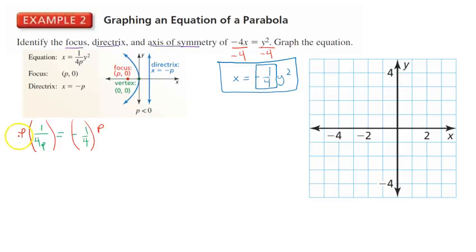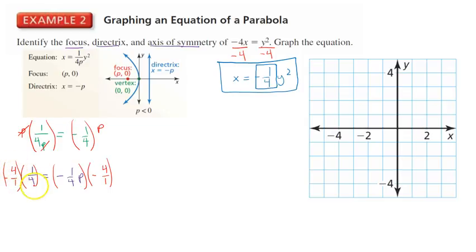So on the left side, my p's cancel out. And then I get 1/4 on the left side, and on the right side, negative 1/4 p. And now I can get p by itself by multiplying both sides by the reciprocal of negative 1/4. The reciprocal of negative 1/4 is negative 4 over 1, also known as negative 4.